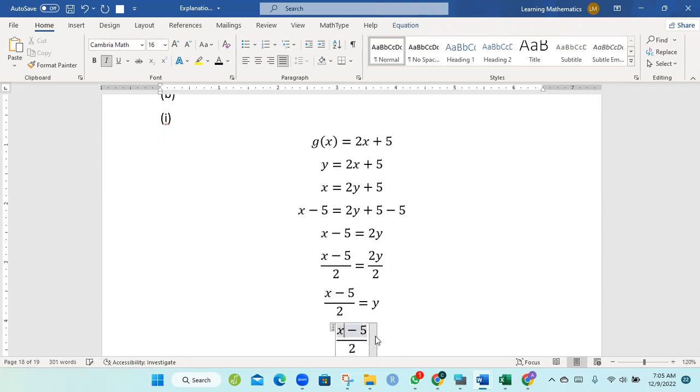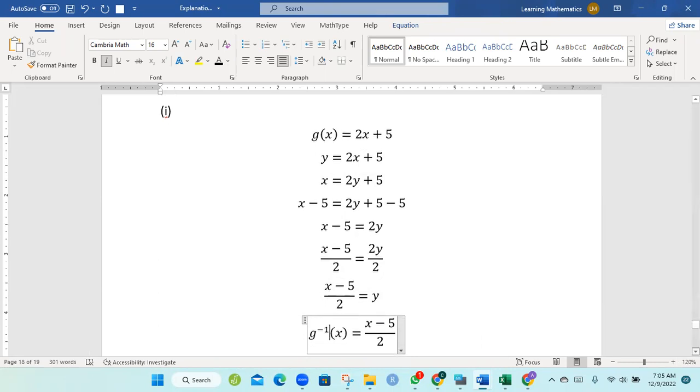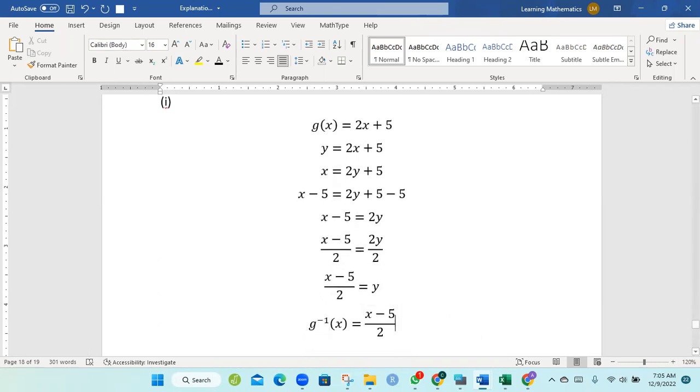So now we can substitute that to have g inverse of x is equal to x minus 5 over 2. Now we have to repeat the same thing for h.